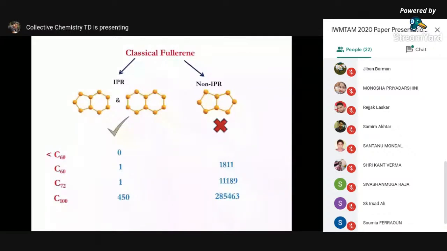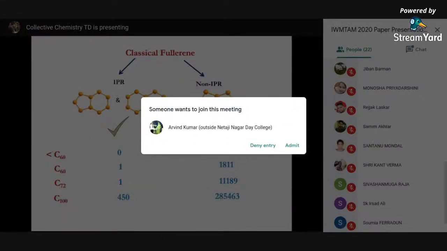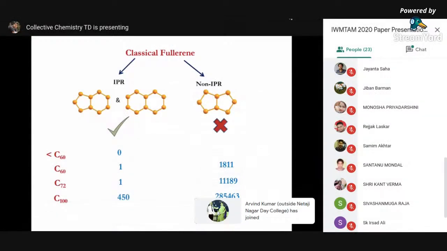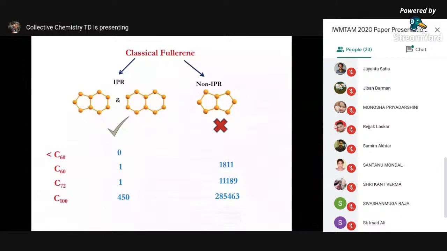And there are another 1811 fullerenes which are non-IPR type, and in practice they do not exist because at least one 5-5 ring fusion exists. For other cases also, you see the numbers: for IPR fullerenes the number is very much less, whereas for non-IPR the numbers are very much higher. This number depends on the number of carbons in the fullerene, and it scales as n to the power 9.